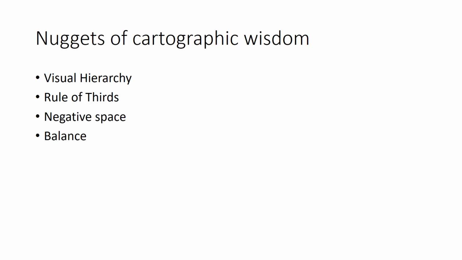When you're making maps, certain things help make them better. Visual hierarchy, in other words, placing things that are more important in a more prominent position. The rule of thirds, not lining something up dead center to the middle. Utilizing negative space, in other words, those empty spots on the map. And balancing your items, so that your map doesn't appear to be heavy in any one direction.